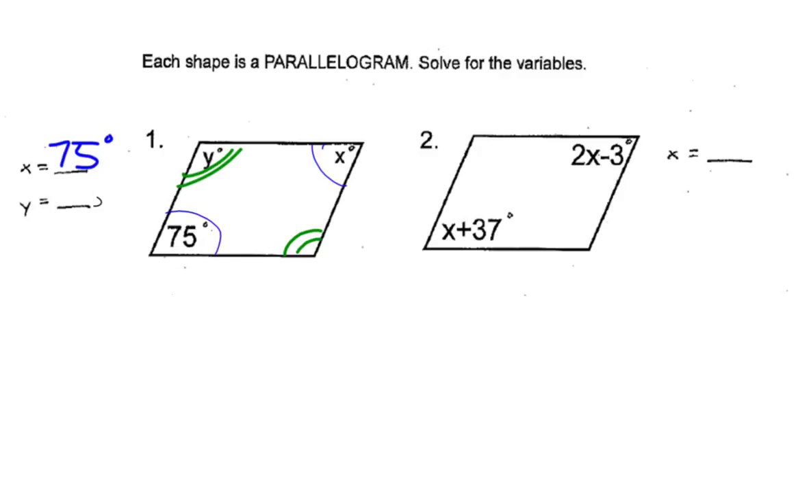So then if I look at the greens, I can't do that because there's nothing in this bottom right corner. There's no measure, there's no variable or anything. But what do I know about these two angles? Well, they are supplementary because consecutive angles are supplementary, which means if I add those together, I get 180 degrees. So then if I subtract 75 on both sides, I'm going to get 105 degrees for y. So pause the video and see if you can attempt number 2. Once everybody feels like they've given it a shot, you can start the video again and we'll check it.